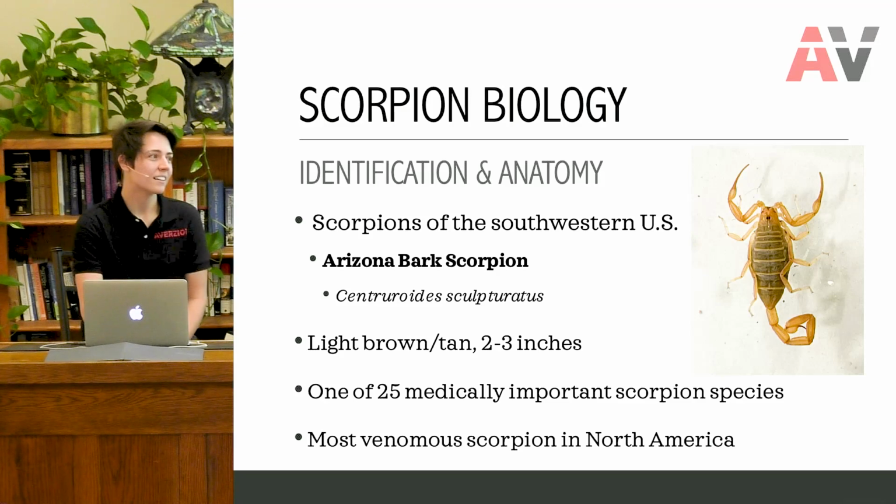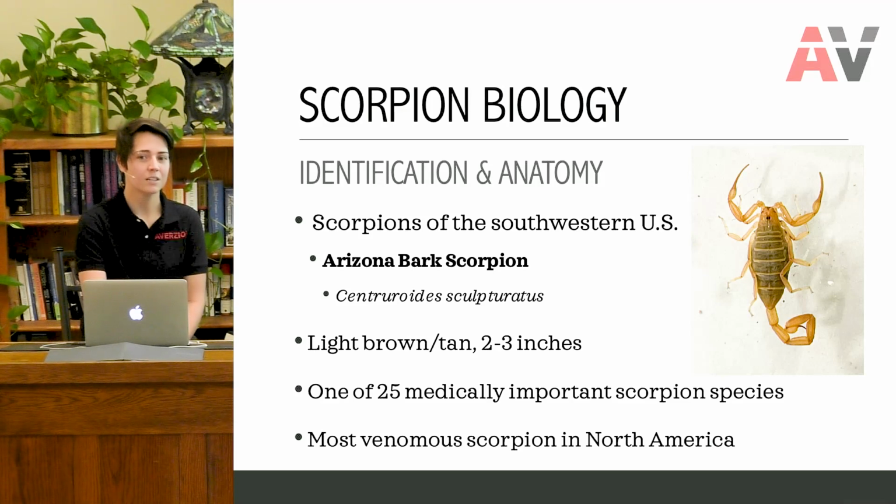All right, and so the third species that we're going to talk about, and actually the one that we're going to keep revisiting through this full presentation, the star of the show, is the Arizona bark scorpion. And this is because, like I said, it is the most common scorpion species. It's found in Arizona urban environments, so around Phoenix, around this area. And not only that, but it is the most venomous scorpion in North America.